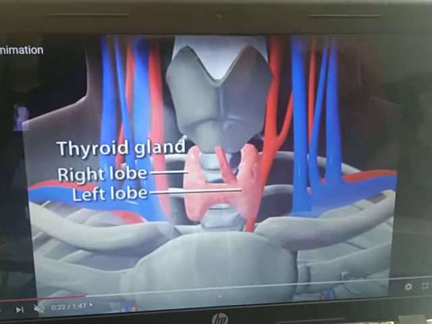Now thyroid disorders. First we have hyperthyroidism. Hypersecretion of thyroid hormone is called hyperthyroidism. Other terms used for it are exophthalmic goiter, Graves' disease, Basedow's disease, and Parry's disease. It is a thyroid enlargement. The thyroid gland becomes enlarged, and that is the goiter condition in which the thyroid secretes an excessive amount of thyroid hormone.